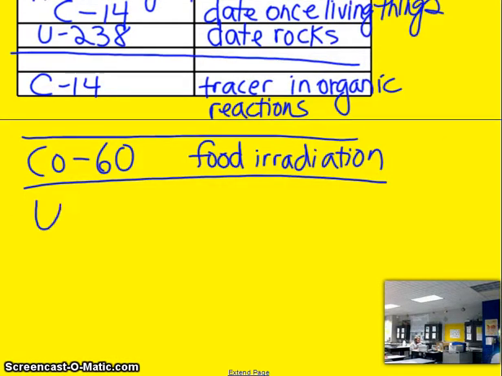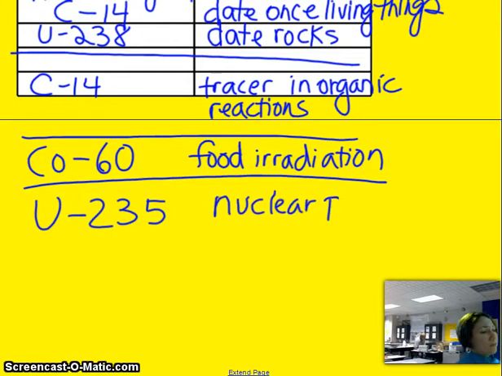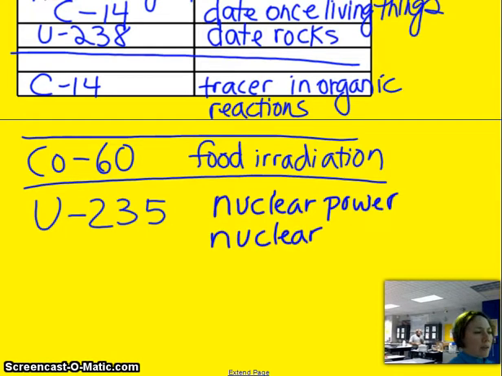And finally, it's vitally important, uranium-235 is what's used in nuclear power. And unfortunately, though they are banned, nuclear weapons. So really it's the same reaction, whether it's nuclear power and it's for a good cause, or it's nuclear weapons, and I spelled weapons wrong, and for a bad cause. It's the same fission of U-235. Okay? So those are some uses of radioactive isotopes. You do have to memorize them, specific uses of the isotopes.